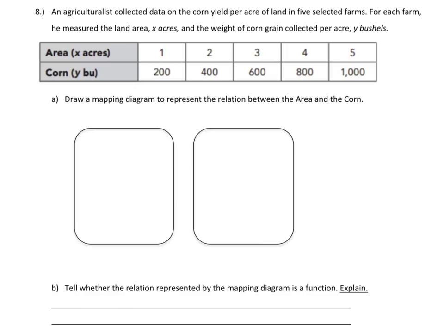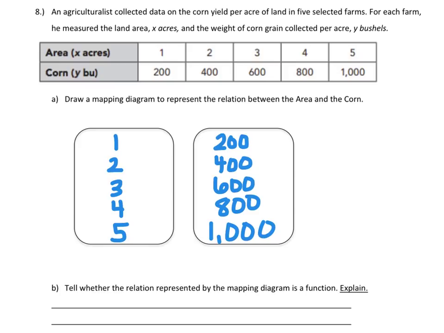Question 8. An agriculturalist collected data on corn yield per acre of land in 5 selected farms. For each farm, he measured the land area, x acres, and the weight of corn grain collected per acre, y bushels. Draw a mapping diagram to represent the relation between area and corn. So we put the area in the first block, and we put the corn in the second block. So I put my x values first, and then none of my y values repeat, so I just list those in the second block.